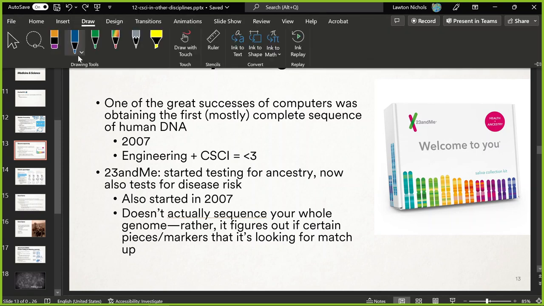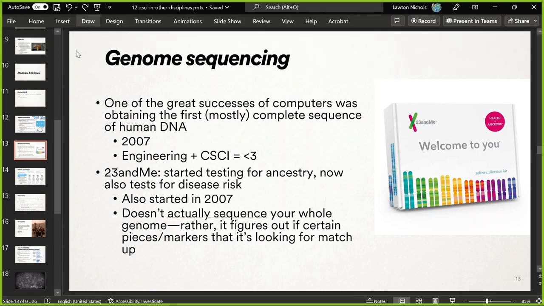Another thing, one thing that you guys talked about in your written ice page was genome sequencing, right? So this is really, really cool.